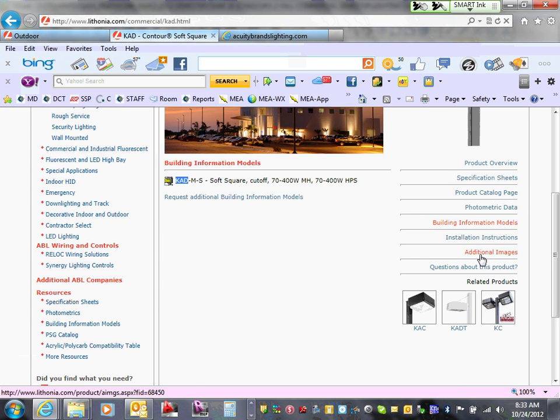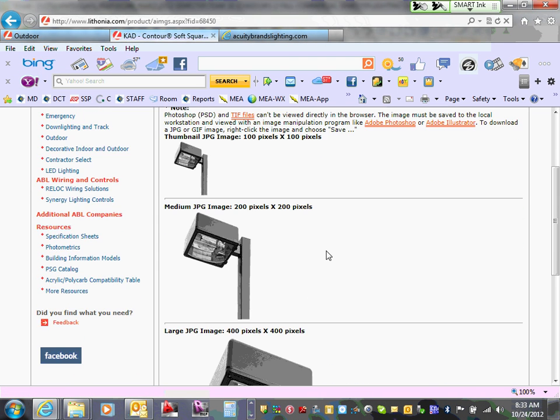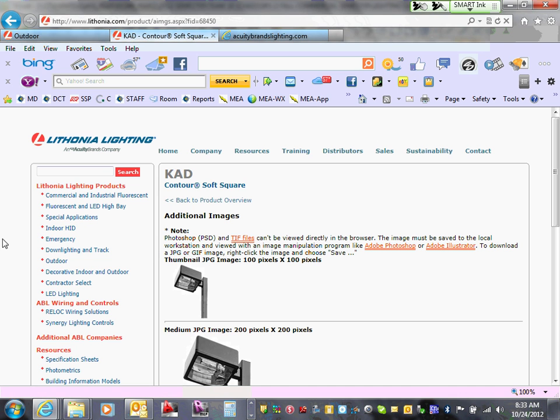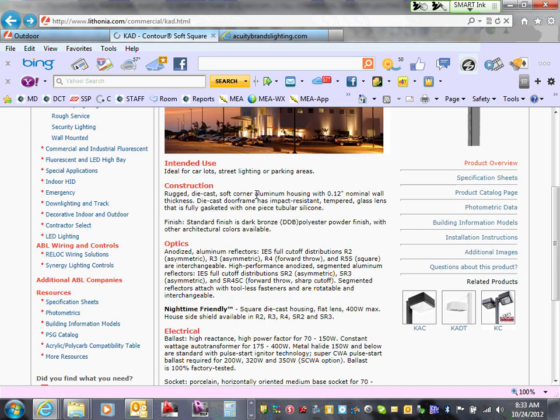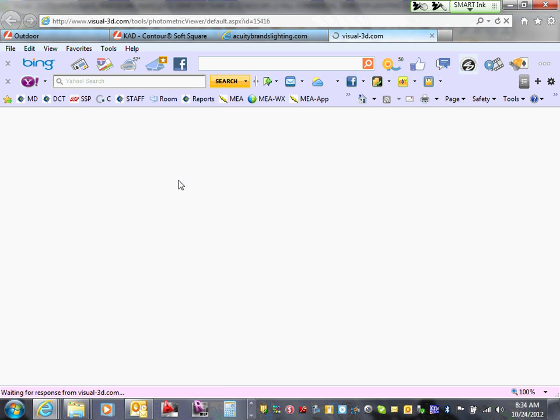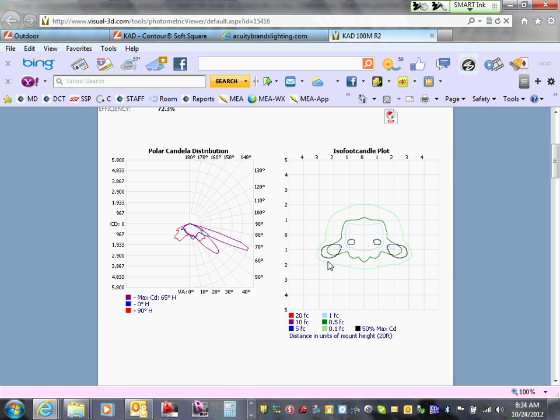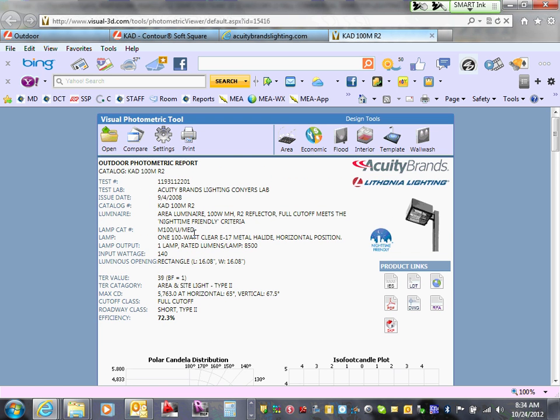So that's basically additional images. You can get additional images for that. You can get the poles that go with it, for indoor lights, emergency light, downlight. Anyway, go back to Lithonia: instruction, installation instruction, building, photometric data. Here's the photometric data. Let's click on that one. Here's the photometric data for this fixture. Can you see that? Who cares about these? These are the IES files that we have from the fixtures.